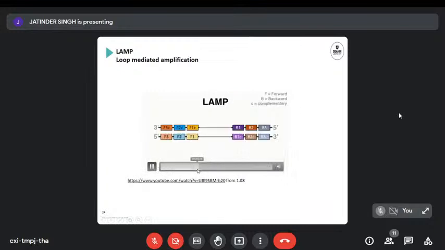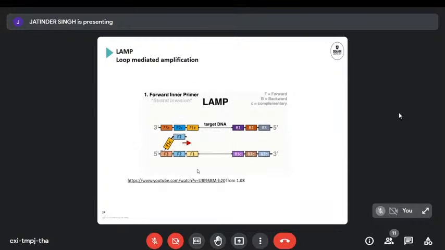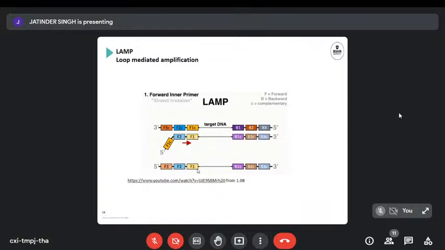Chemistry. There we go. So we've got forward and reverse primers on my target DNA that are binding. This is where the animation will be starting. So you can see that we've got three forward primers, three backward primers. There's one that binds. And we get amplification taking place. A little overhang there. Creates a loopy thingy.